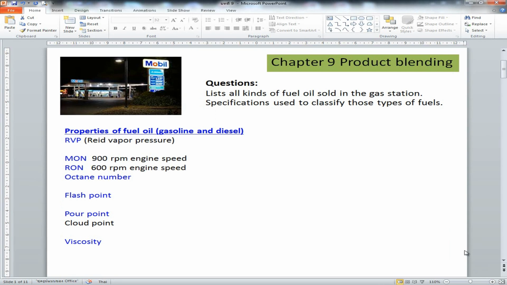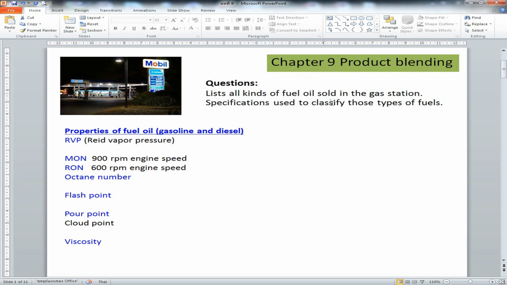Hello everyone. So far we have learned how to increase the volume for products of the gasoline and how to improve the quality of the product by many kinds of reactions. So in this chapter 9, we will come to the part of blending products.